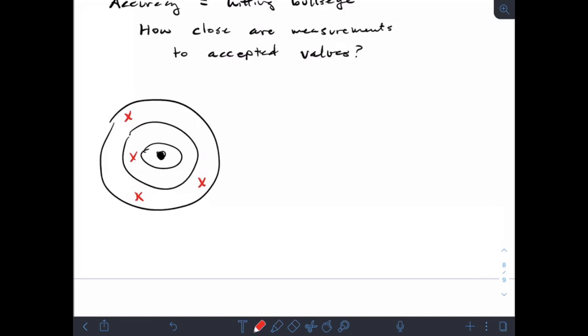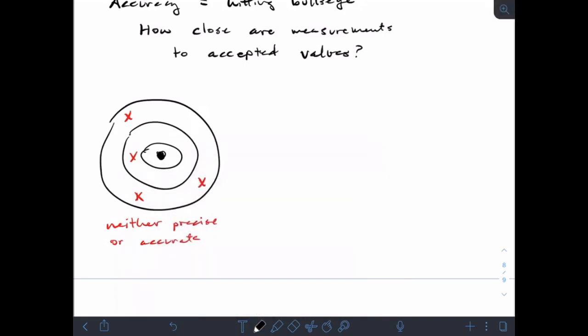But notice that none of those arrows are close to each other, and none of them is really even that close to the bullseye, right? So in this situation, I'm neither precise nor accurate. My arrows, there's no reproducibility. I'm not hitting the same spot every time, and I'm not even close to the bullseye.